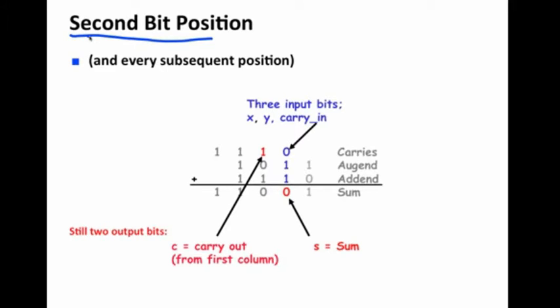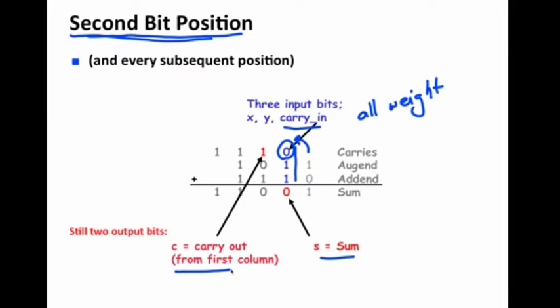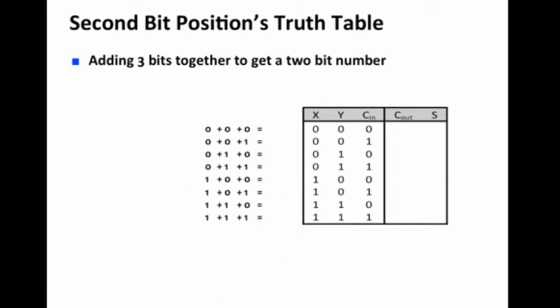In the second bit position and every subsequent bit position, we're now going to have 3 input bits. The reason is that now we have a carry in bit, which was the carry out of the previous bit position. So we have 3 input bits. Again, they're all going to have the same weight. And we still have the sum bit coming out and the carry out, which still has twice the weight of the sum bit. So let's see how to produce the truth table for this circuit.